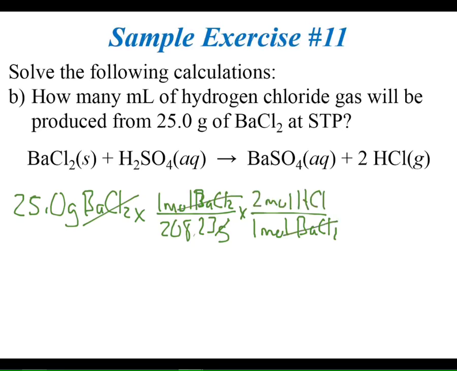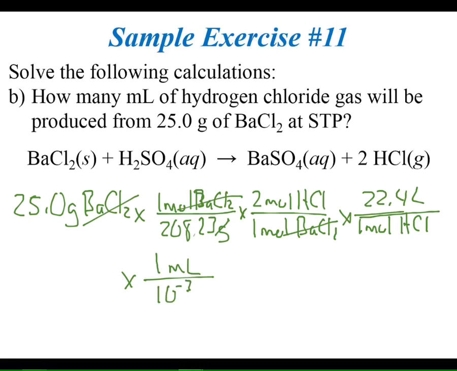Now let's imagine the problem said instead, what mass of HCl? What would you do? Molar mass, but it doesn't. It says what volume of HCl. So what do you do? 1 mole, molar volume, right? 1 mole of HCl is 22.4 liters. I don't want liters, I want milliliters. I swear you're making it too hard. Times 10 to the negative third.